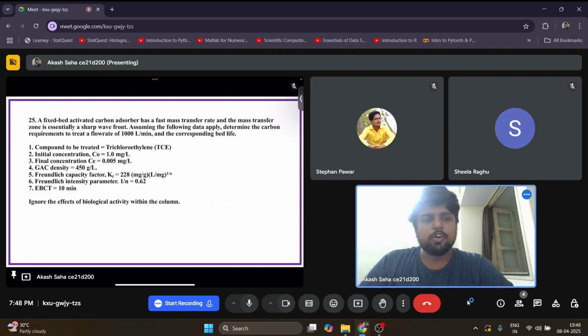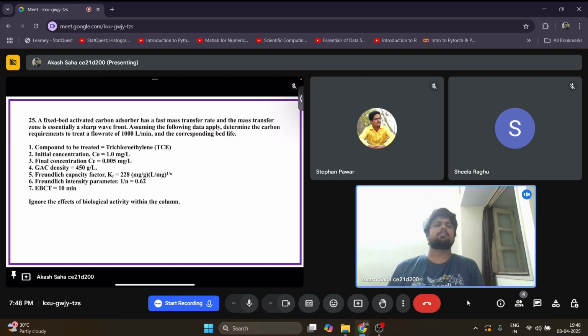GAC density is 450 gram per liter. The Freundlich capacity factor KF is 228, and the intensity parameter 1 by n is 0.62, and the EBCT, that is the empty bed contact time, is 10 minutes. And they are telling us to ignore any kind of biological activity happening within the column. Again, if biological activity is happening, then some kind of degradation will happen, which we are not accounting for.